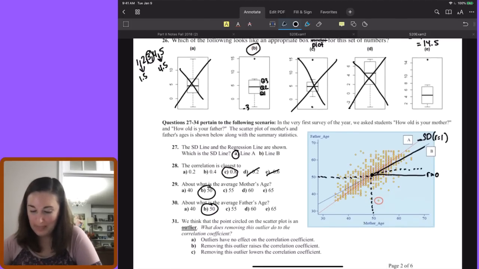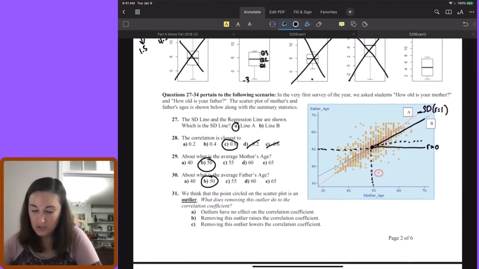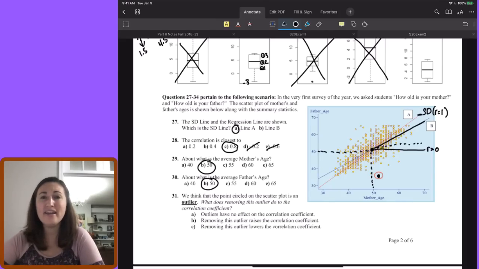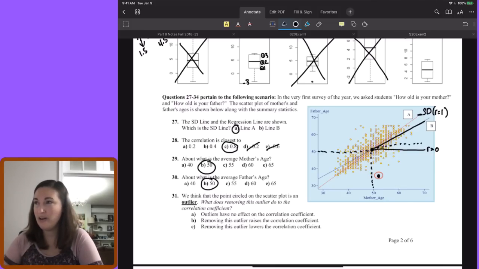Okay, last question. We think the point circled in the scatter plot is an outlier. What does removing this outlier do to the correlation coefficient? So here's the circled point down here, and it's kind of far away. It's actually dragging my correlation coefficient down. What the heck? Why is this doing that?